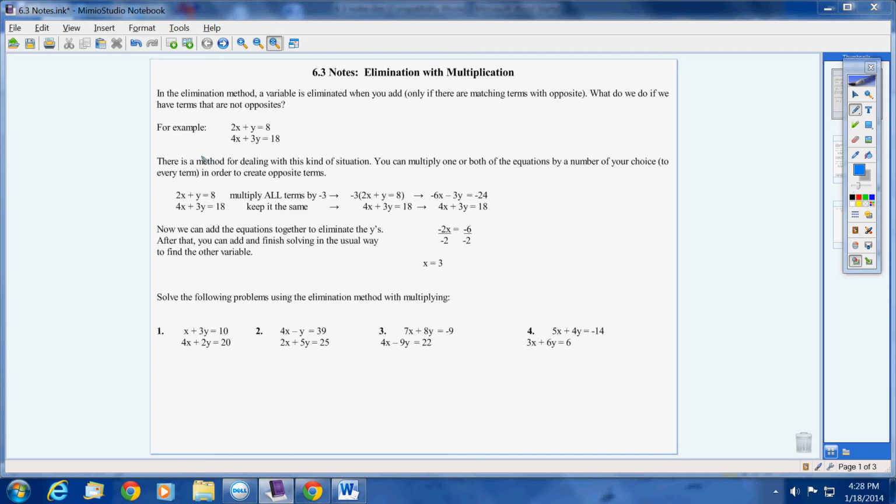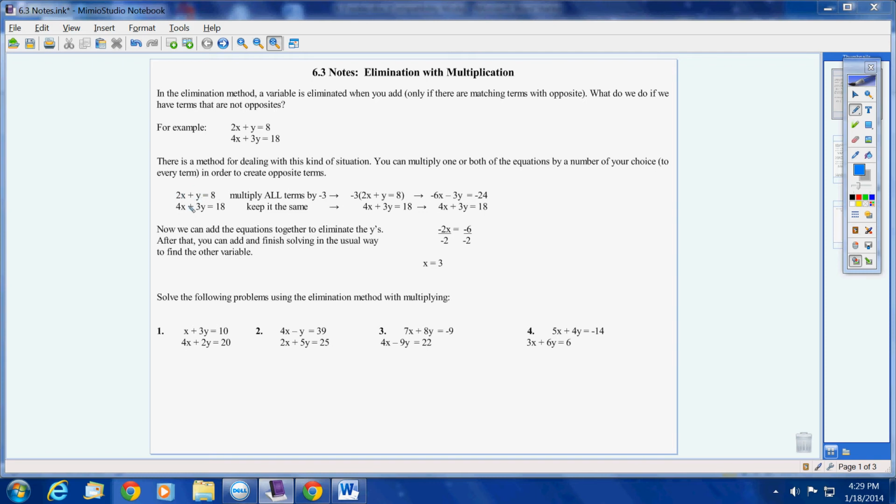There is a method for dealing with this kind of situation. You can multiply one or both of the equations by a number of your choice to every term in order to create opposite terms. If I look at my x terms, if I add those together, they're not going to equal 0, and if I make one of them negative, they're not going to equal 0. The same thing with my y terms. So in this case, we are going to have to use multiplication in order to make one of the equations have the same coefficients. It's going to be easier to multiply the top equation by 3.